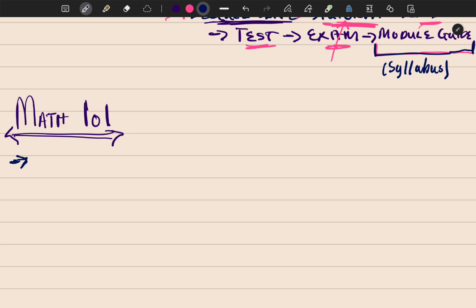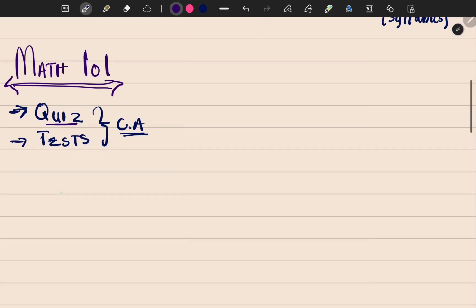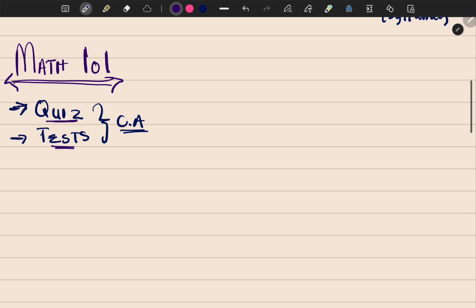And this quiz is going to be graded. The things that are graded in maths are 1, a quiz, and 2, the tests. These are the 2 things that are going to count toward your CA. So you want to have a good CA? Yes. Make sure you are ready for the quiz, and make sure you are ready for the tests.